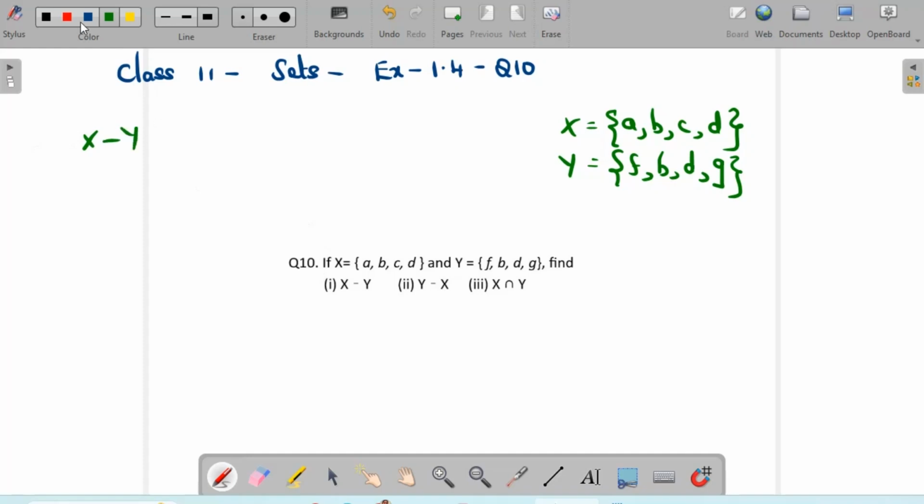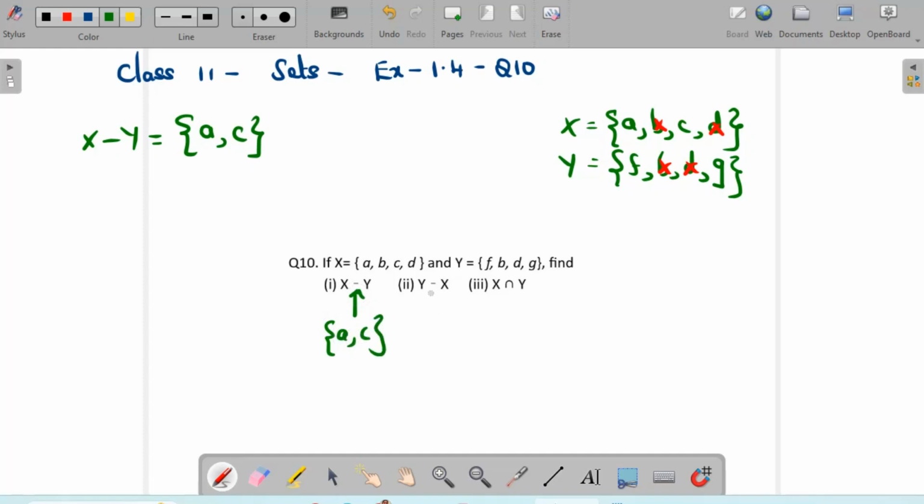So what is X minus Y? All elements that are in X that are not in Y. So first let's find out what are the elements that are common to both. You see that b is common in both the sets and d is common in both the sets. Now X minus Y is going to be all elements in X that are not part of Y. So we will have only two leftover elements, which is a and c. So X minus Y is going to be {a, c}.